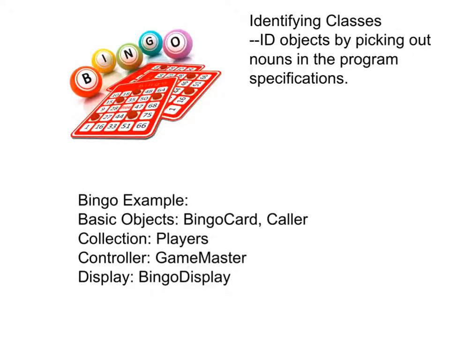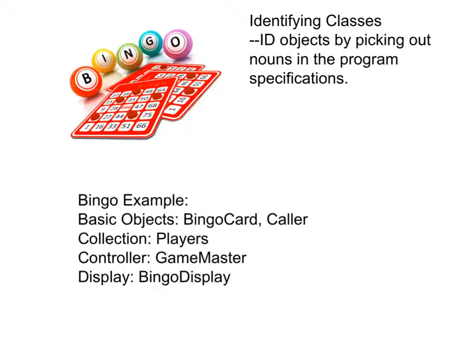Probably one of the most important steps in beginning a program is to identify the different classes you're going to need. The way to do this, once you complete your project description, is to help this along by identifying all the objects by picking out the nouns in the program specifications. The example I think is the easiest to follow is a bingo game. The example for the bingo game would be some basic objects including the bingo card or the caller.